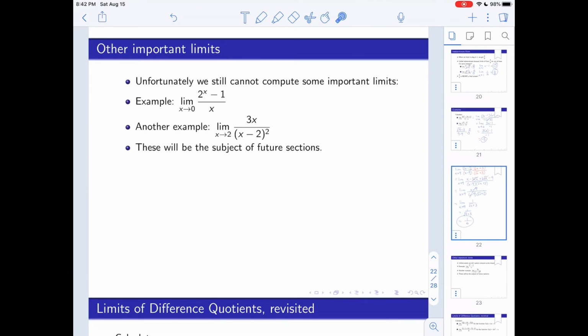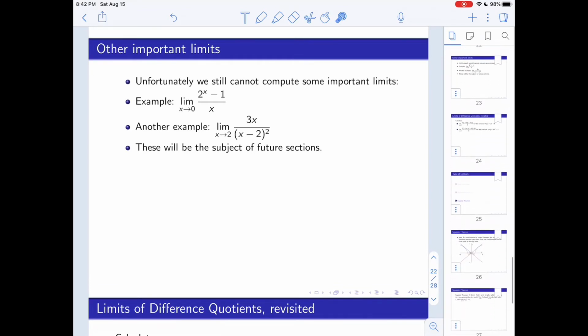All right. Now I want to point out that there's still a couple of limits that we aren't able to compute just yet. There's a couple of examples sitting here, and those will come up in later sections, okay? So this first one, if I plug in 0, that would still be a 0 over 0 limit, but it's not something that we can factor. So it's not something we can do in this section.